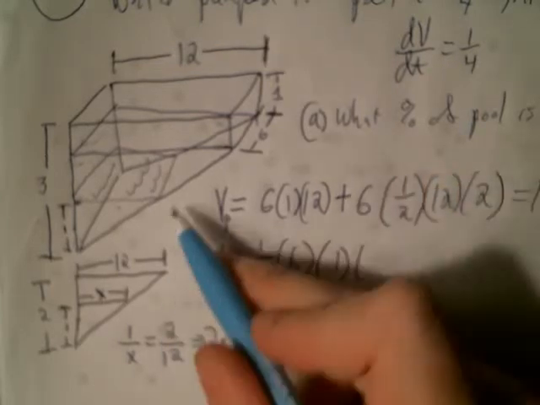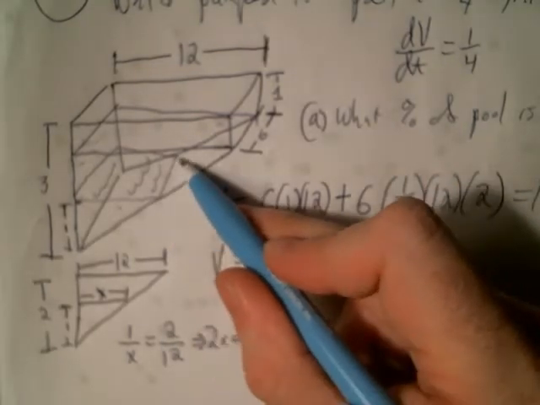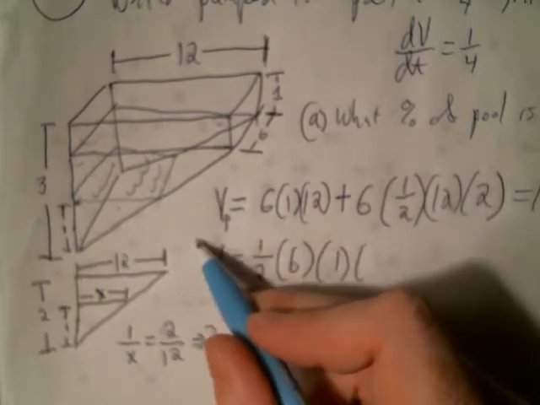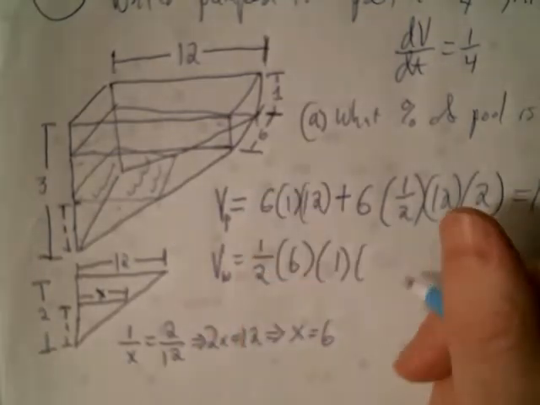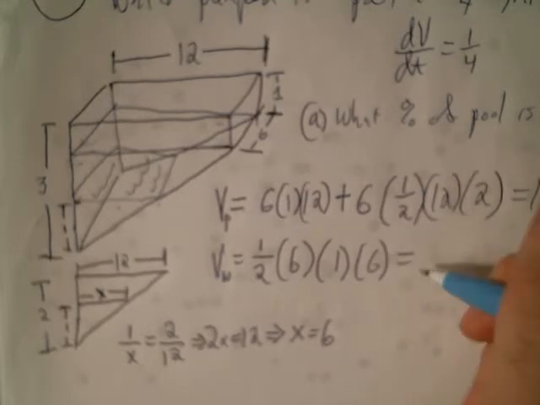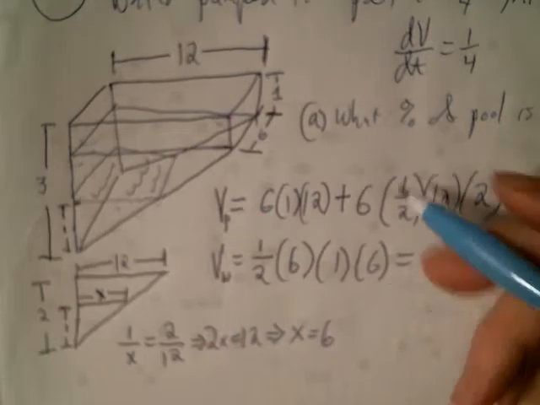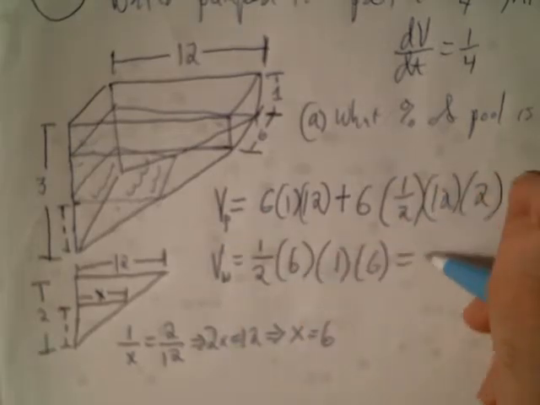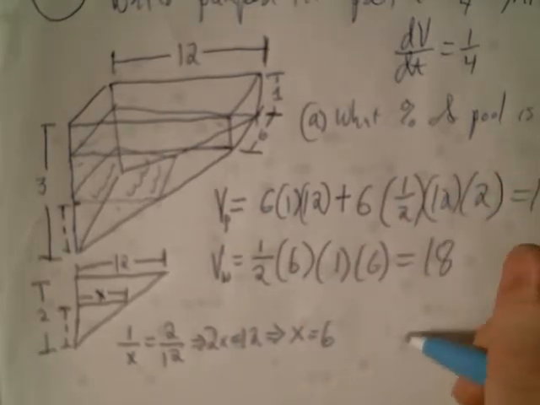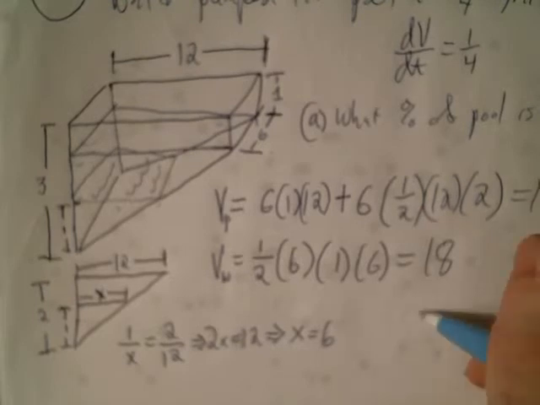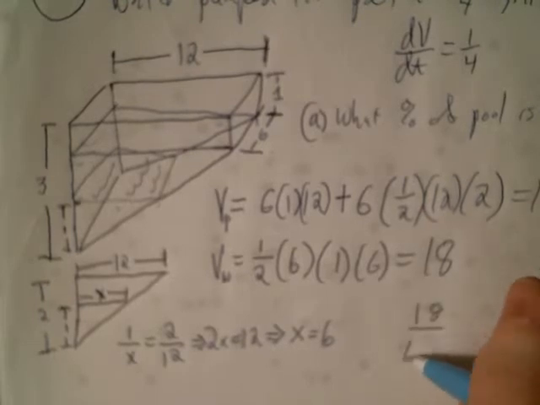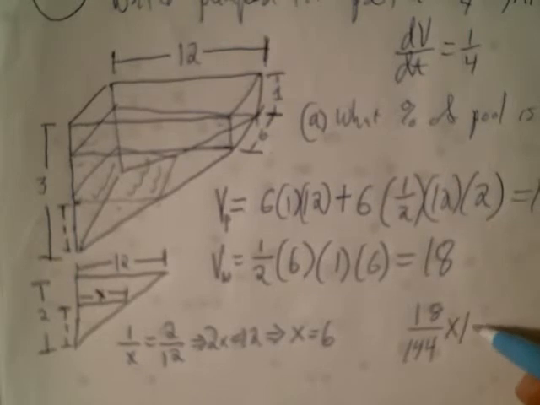And then times this other dimension here. This dimension will give us the volume. So that value is 6. So it's area times this dimension will give you volume. Okay, so 1/2 base times 3 times 6 is 18. And therefore, the percent of the pool that's full is 18 all over 144 times 100, right?